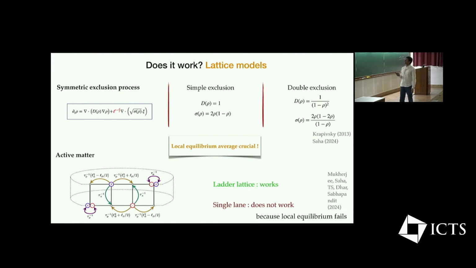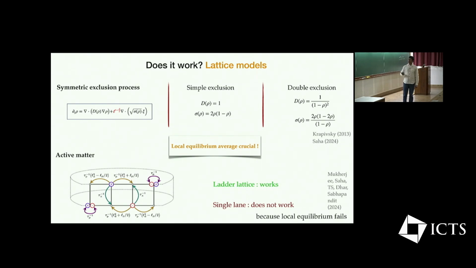So this is a well-known example studied by Paul Krapivsky in 2013. It's a simple generalization of the exclusion process where each particle now could occupy two sites. In this case, the microscopic local equilibrium measure is not a product measure, but using the known microscopic measure, if you follow the scheme, you'll be able to derive the quantitative fluctuating hydrodynamic equation.